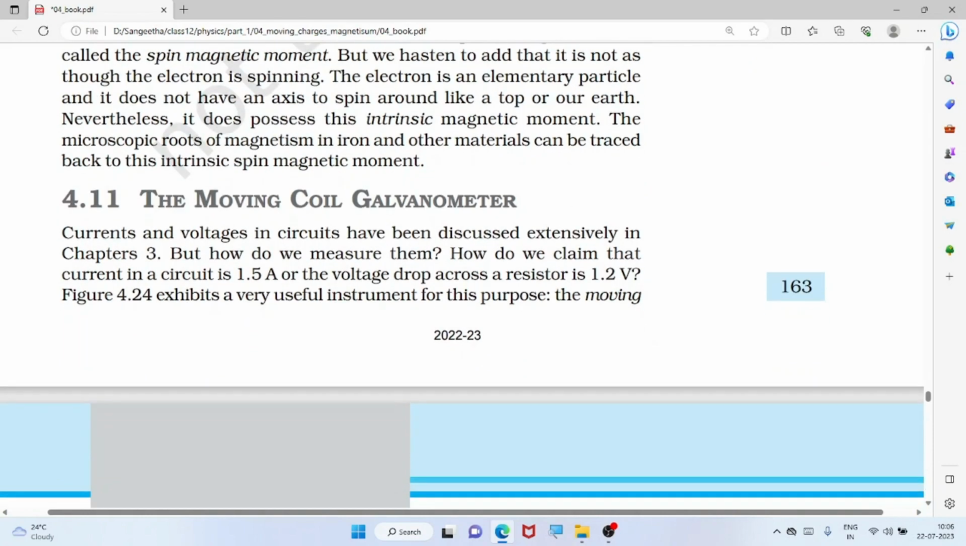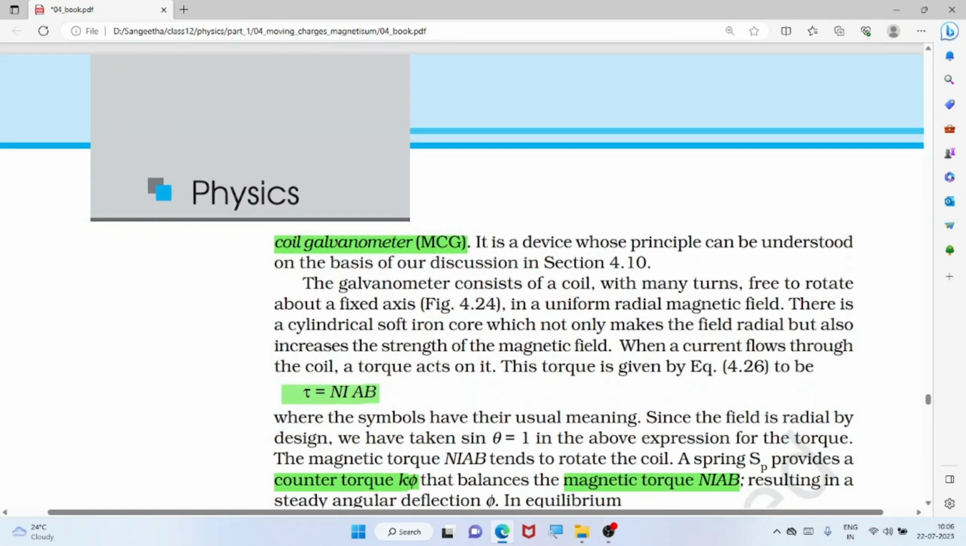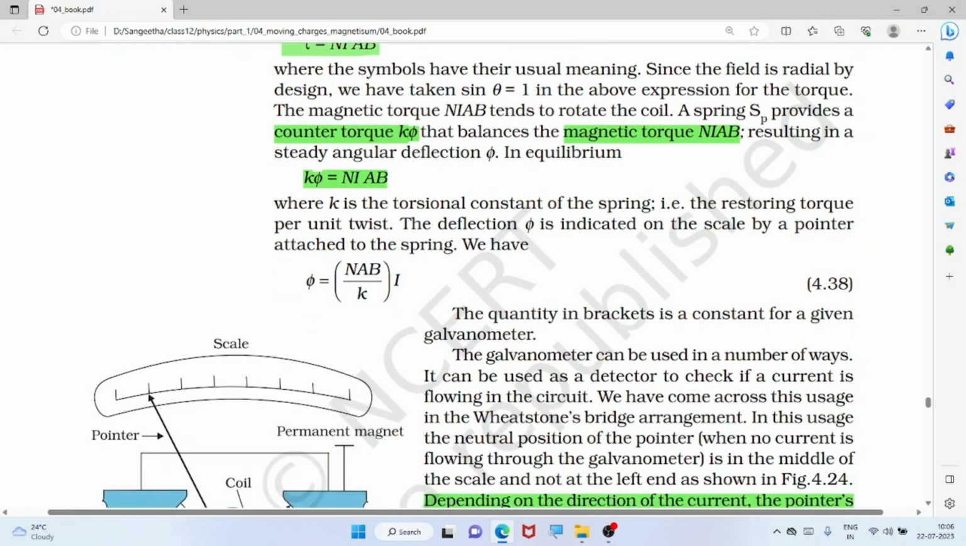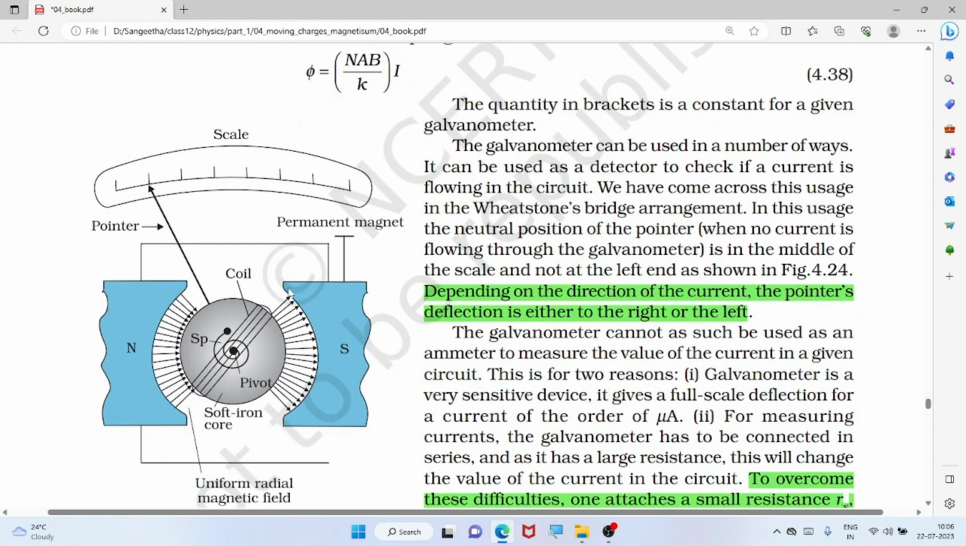Moving coil galvanometer. This galvanometer is used to detect the direction of the current, and also to measure current and voltage. So we have to modify the galvanometer to measure the current and voltage. Depending on the direction of the current, the pointer will move left or right.